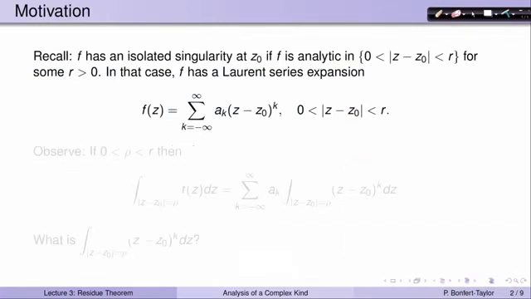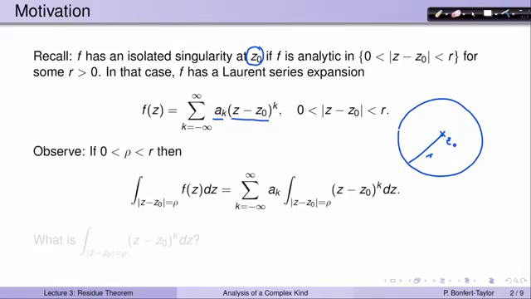Let me remind you about isolated singularities. Remember that if f has an isolated singularity at a point c0, that means f is analytic in some disk centered at c0 with the exception of c0. Then f has a Laurent series expansion in that punctured disk, and the Laurent series expansion looks like this. We have coefficients a_k and powers (z - c0)^k for k from negative infinity to infinity. And the series converges locally uniformly in this punctured disk, and it converges uniformly as soon as we stay away from the boundary of that disk.